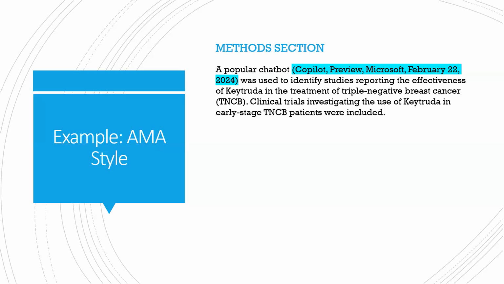Copilot is the brand name of the chatbot that I used. Preview is the version number. Now, I know this isn't a number. Other chatbots like ChatGPT will have a version number, like 1.5 or 2 or 2.5. In the case of Copilot, because it's still so new, it is not using version numbers yet. It's in what they call a preview mode. So preview serves as the version number in this case. And Microsoft is the manufacturer or the developer. And then February 22nd, last week, was the date that I used the tool. So I've included all of that there.